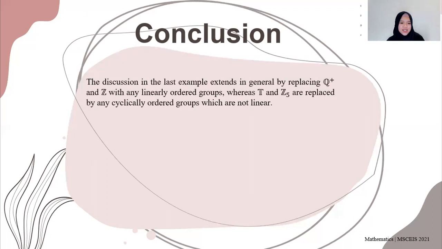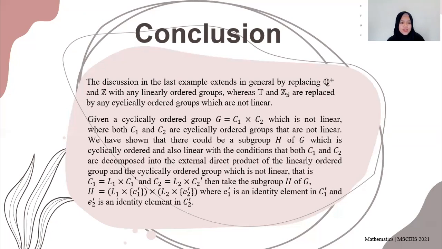The conclusion is that the discussion in the last example extends in general by replacing Q positive and Z with any linearly ordered groups, whereas torus and Z5 are replaced by any cyclically ordered groups which are not linear. Given a cyclically ordered group G equals C1 direct product C2, which is not linear, where both C1 and C2 are cyclically ordered groups that are not linear, we have shown that there could be a subgroup H of G which is cyclically ordered and also linear, with the conditions that both C1 and C2 are decomposed into the external direct product of the linearly ordered group and the cyclically ordered group.